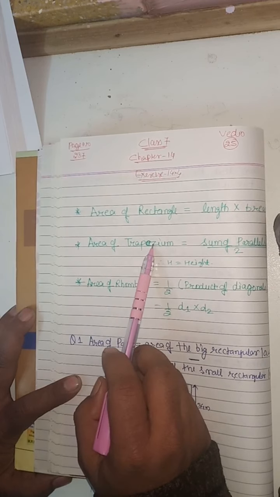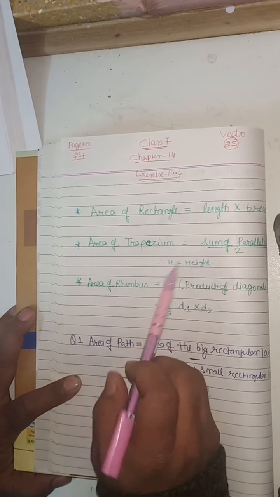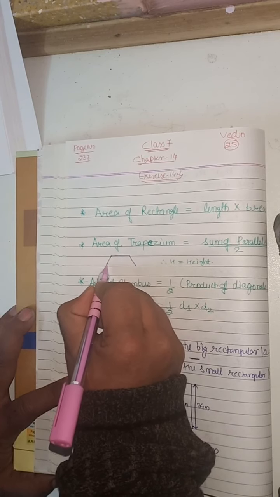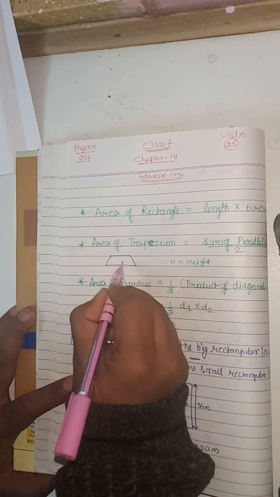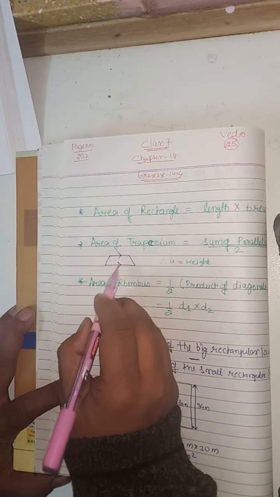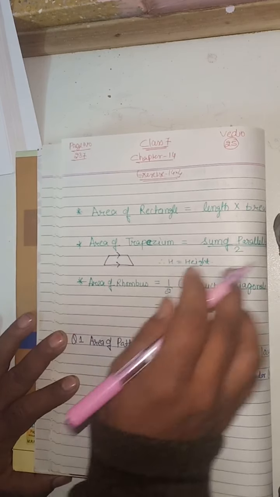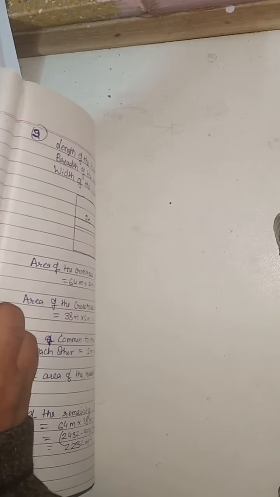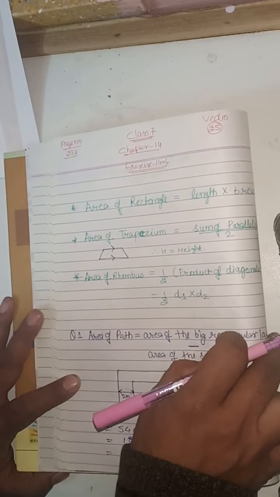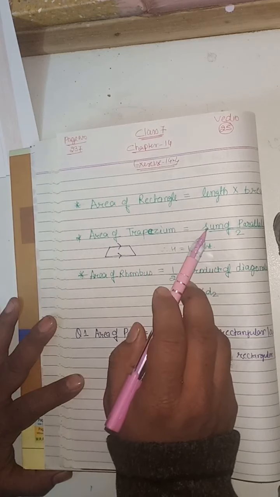What is the area of trapezium formula? Area of trapezium is equal to the sum of the parallel sides. The shape of the trapezium is like this. Here one pair of the lines are parallel. So the sum of the parallel lines divided by 2, then multiply it with its height, where h is equal to height. Now this is the formula of the area of the trapezium.